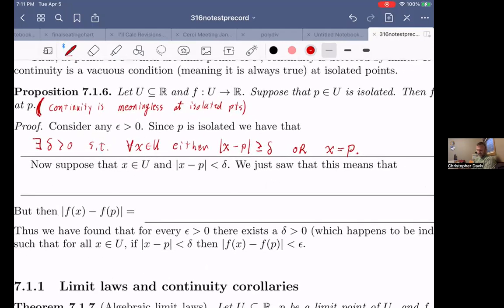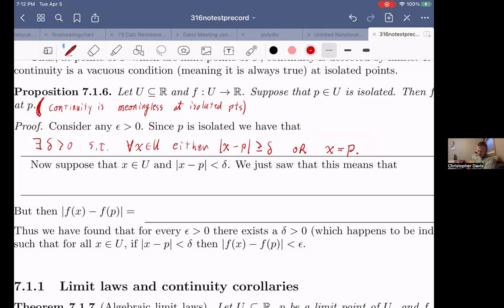So let's consider any x in U. Suppose that x is in U, and assume that the absolute value of x minus p is less than delta. Oh, so let's absorb this. Let's look at that line. If I know that the absolute value of x minus p is less than delta, then that's definitely not true. But there's an or statement that I know is true. I know that either this is true or that is true. This can't be true, so that must be true.